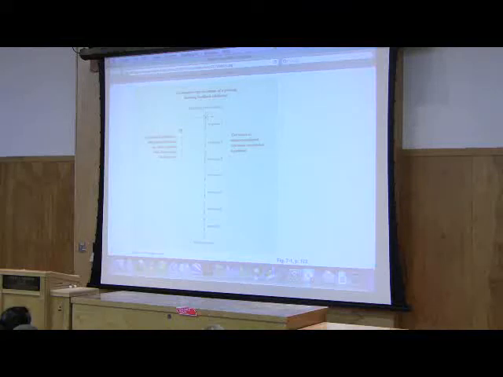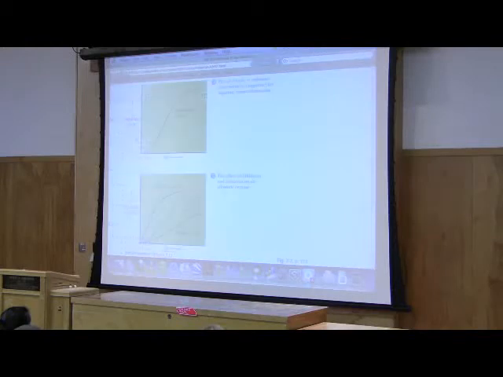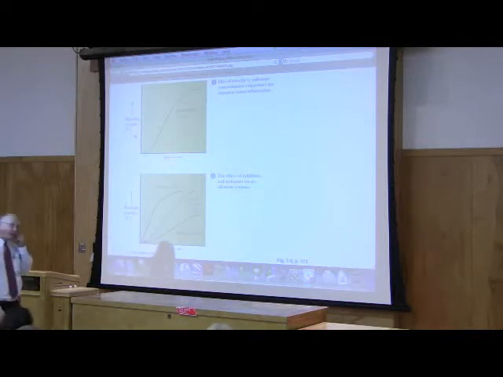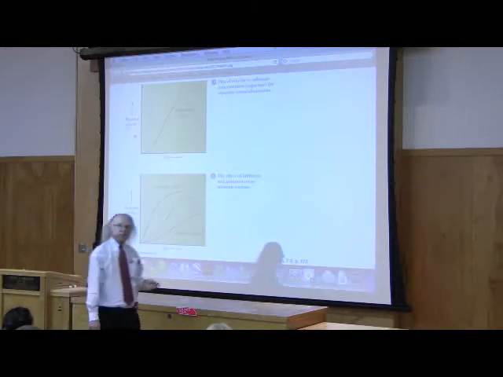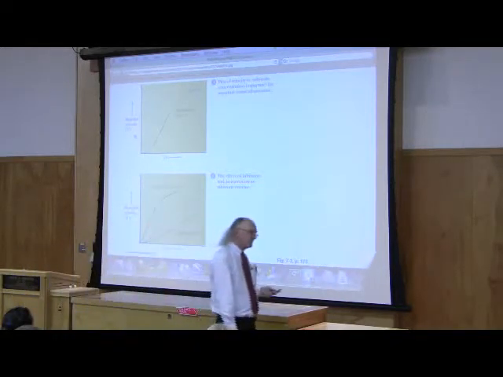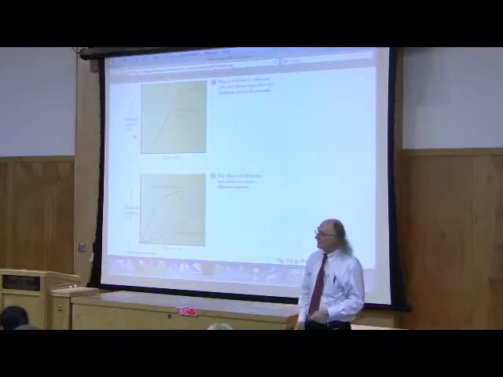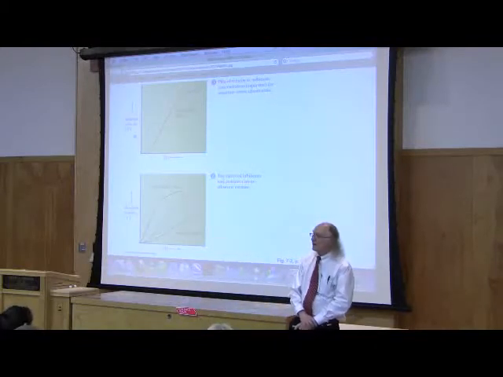Control mechanism for metabolic pathways. Okay. Look at this curve. What did I say happens when we see a sigmoidal curve on a V versus S plot? What does that mean? Anybody remember?